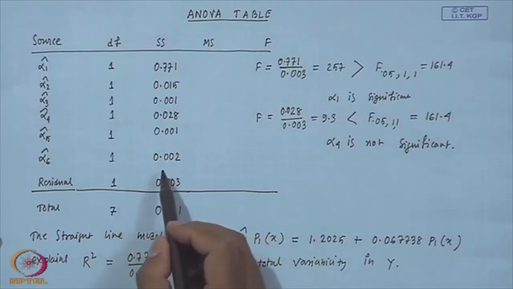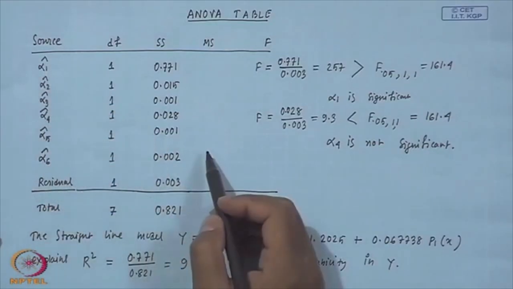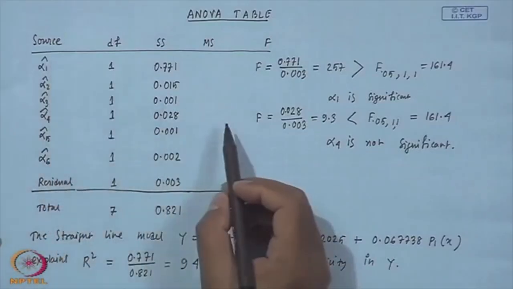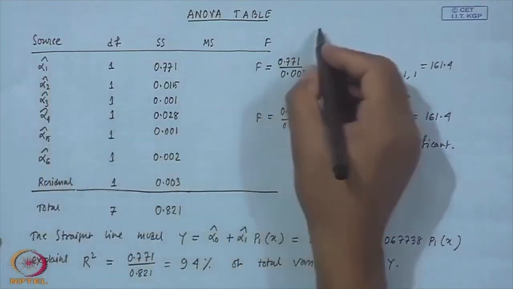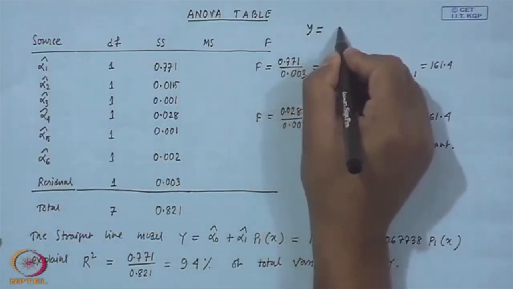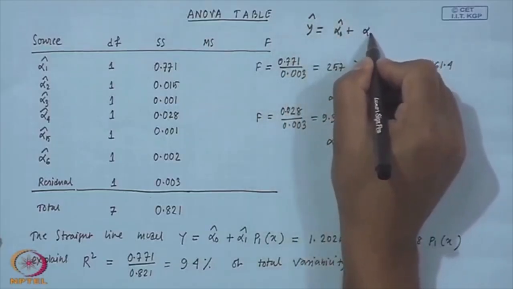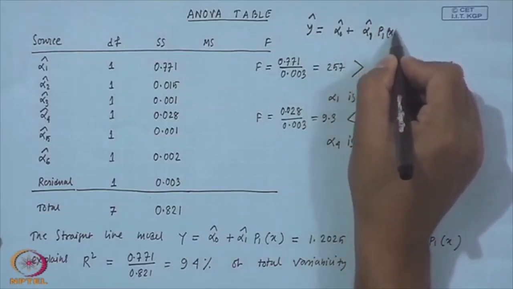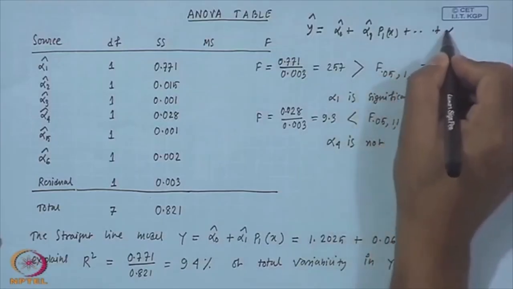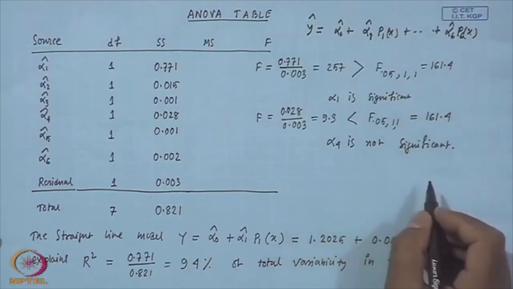Well, let me test the significance of the different coefficients. Let me start with alpha 1 hat: whether alpha 1 hat is significant or not. The fitted model is y equal to alpha 0 hat plus alpha 1 hat p1(x) up to alpha 6 hat p6(x). So, this is the fitted model.